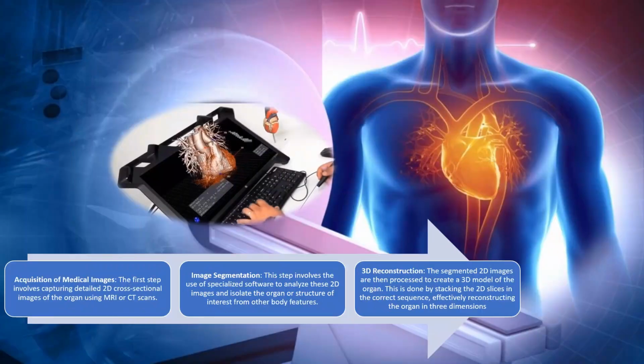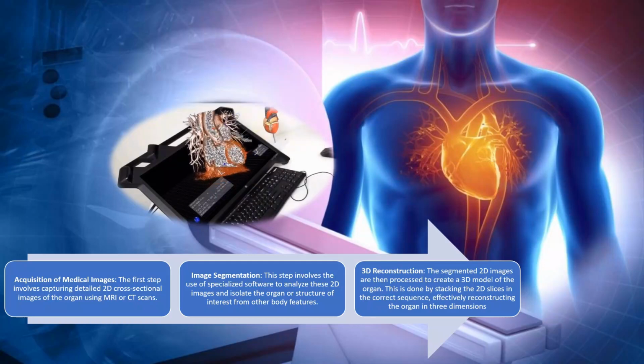Acquisition of medical images. The first step involves capturing detailed 2D cross-sectional anatomy images of the organ using MR or CT scans that can be made into a 3D model. Image segmentation. This step involves the use of specialized software to analyze these 2D images and isolate the organ or structure of interest from the other body features.